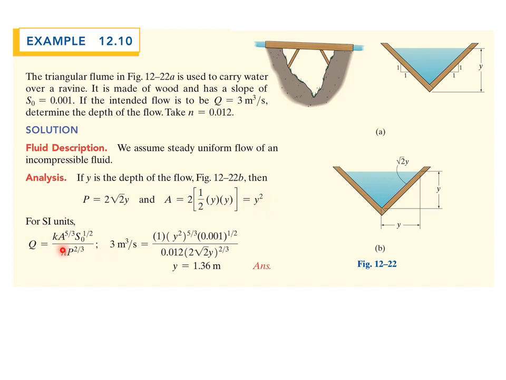For SI units, remember K is 1. We can plug in the area, plug in the S value, which we're given, plug in the n value, and plug in the P that we solved for. So we get y equal to 1.36 meters, which is the depth that the water would flow at.